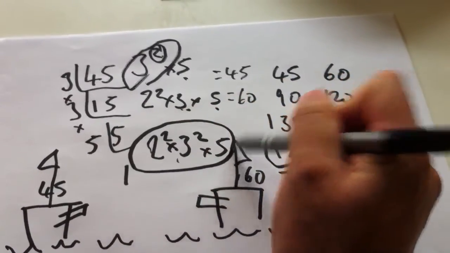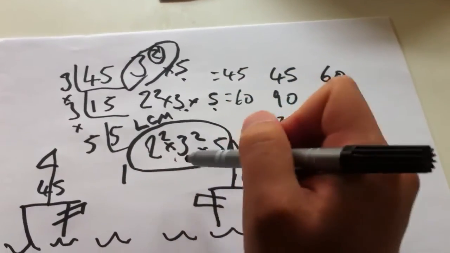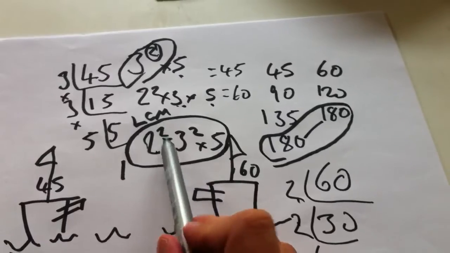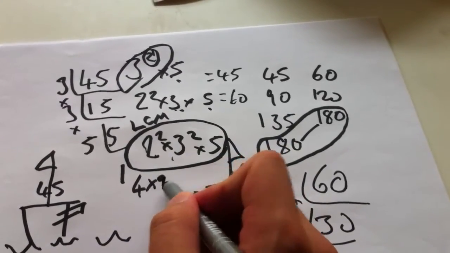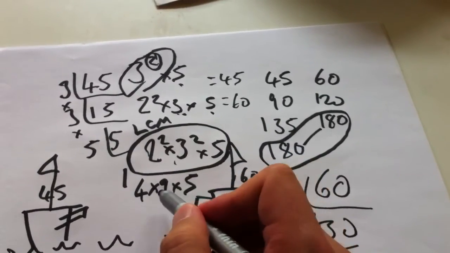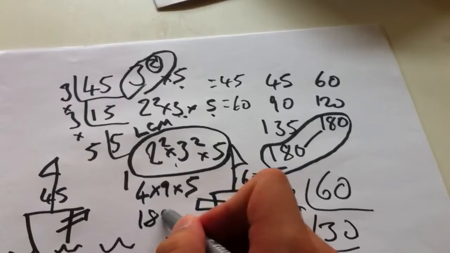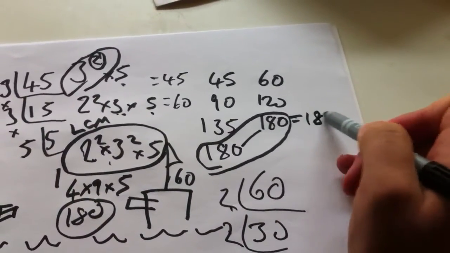That formula is my LCM, my lowest common multiple. And if we work that out, that's 2 squared, which is 4, times 3 squared, which is 9, times 5. 4 times 5 is 20, times 9 is 180. Let's go back to what we found out using the times tables, 180.